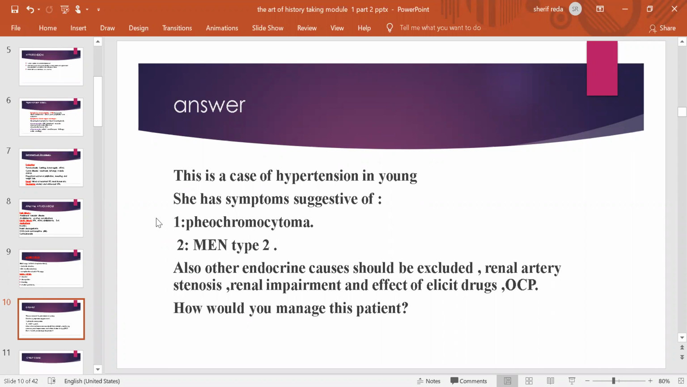Also, in the investigation, you will tell the examiner that you will do blood work to exclude all the endocrine causes, and also you will do a renal artery duplex to exclude renal artery stenosis, and also a kidney function test. This patient also had another risk factor because she was taking illicit drugs and she was on oral contraceptive pills. Then you will be asked to mention how you will manage this patient, and I will leave this for the books and the theoretical description.